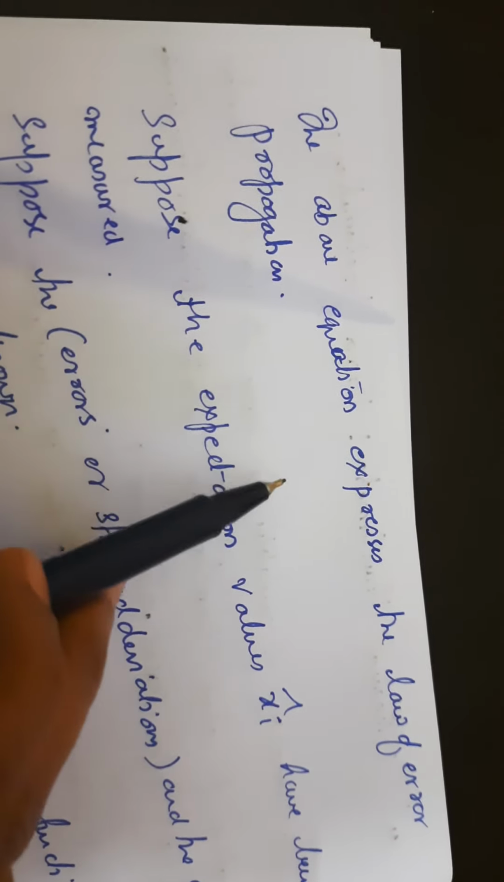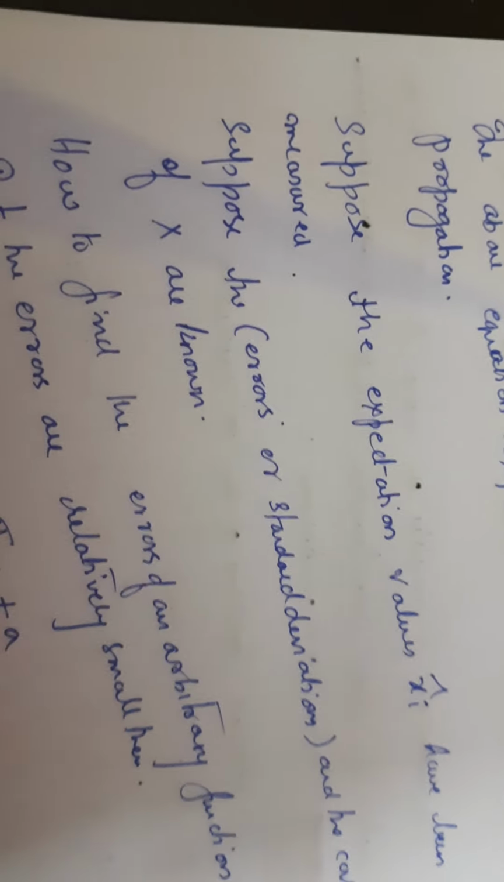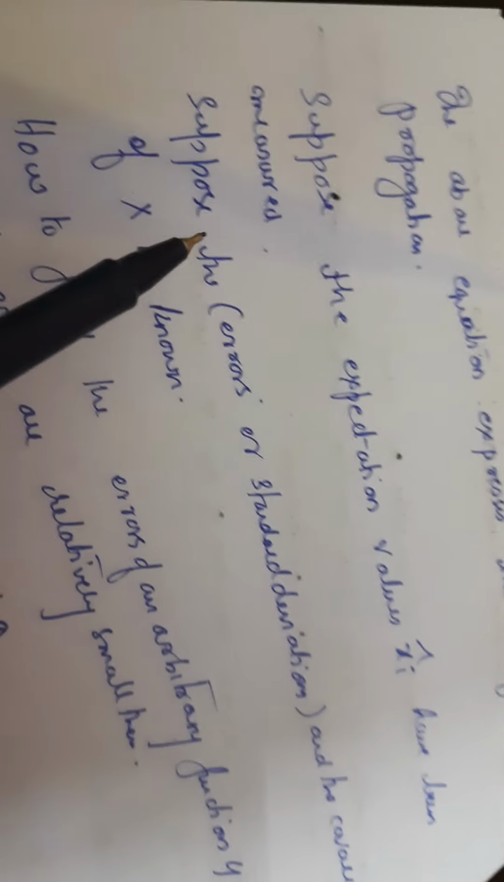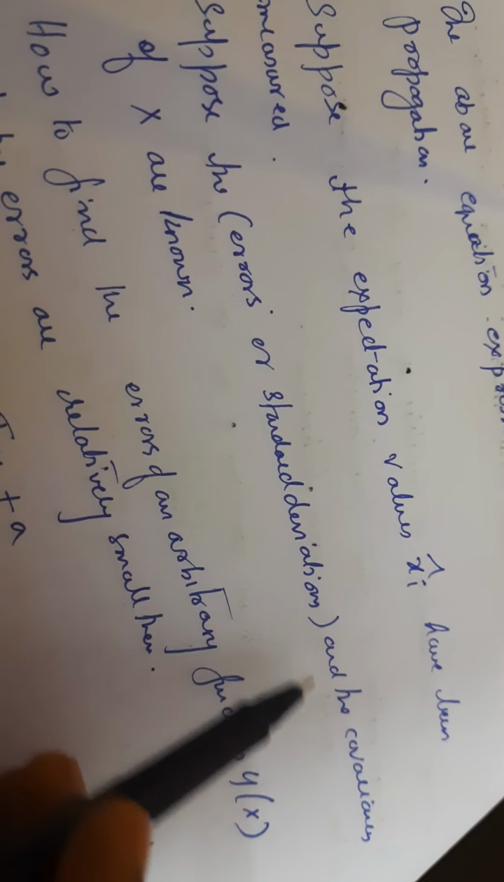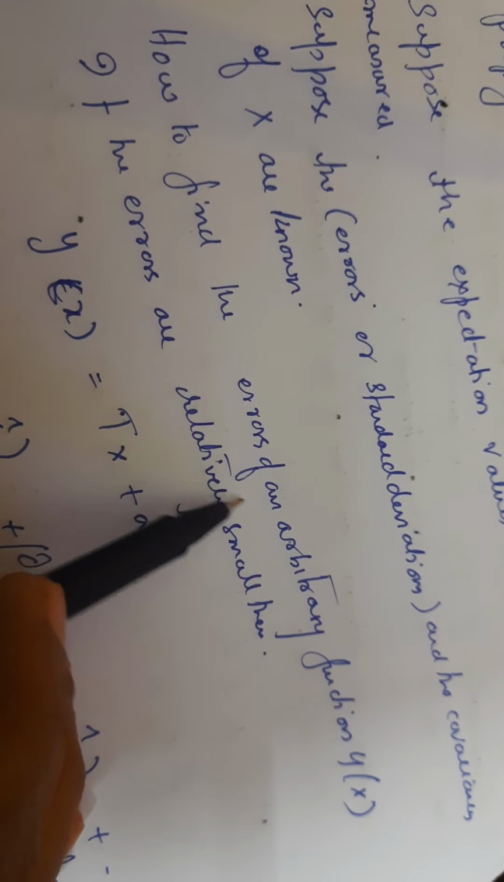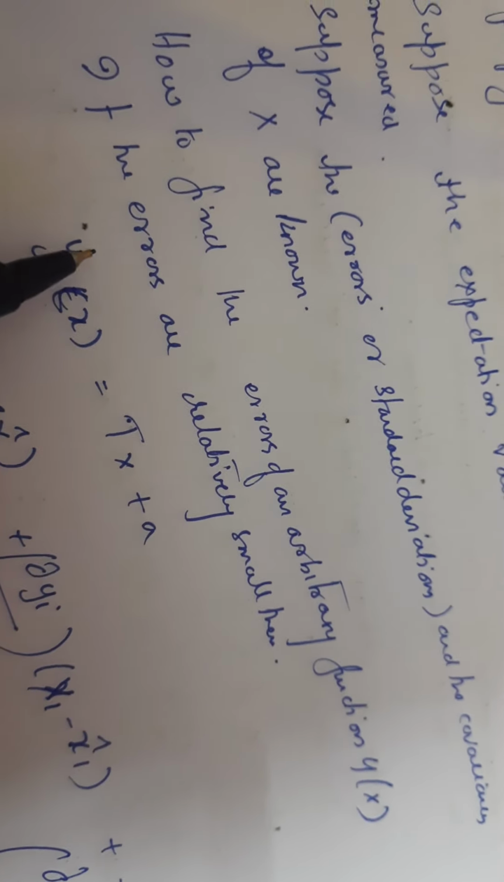Now the above equation also expresses the law of error propagation. Why? It is an expression for covariance, so that also shows how the error propagates. How do we see that? That's what we are going to see. Suppose the expectation value of x has been measured, and suppose the errors, standard deviations and covariances of x are known. Now how do we find the error of an arbitrary function y of x?